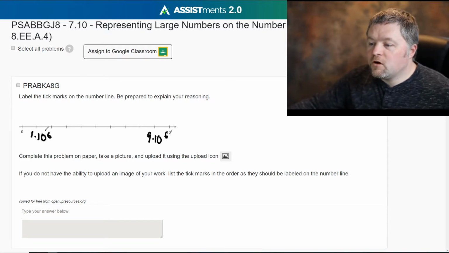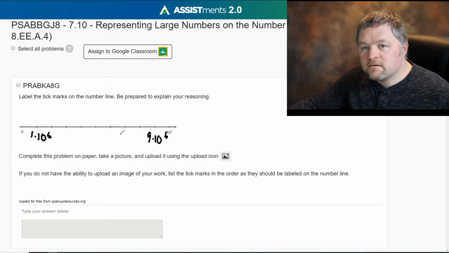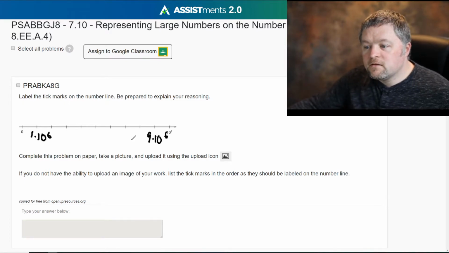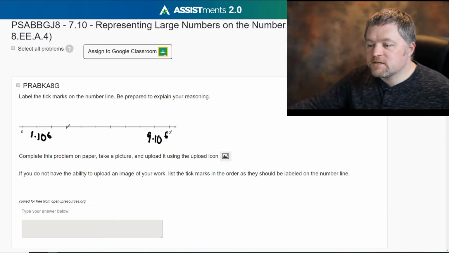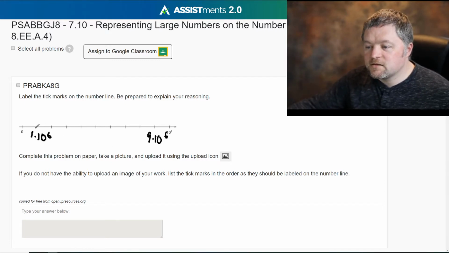So you should hopefully have filled this in with 1 times 10 to the power of 6, 2 times 10 to the power of 6, 3 times 10 to the power of 6, all the way through. 1 million, 2 million, 3 million, 4 million, 5 million.